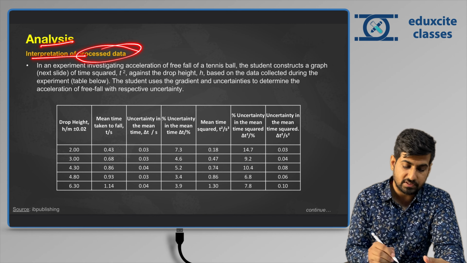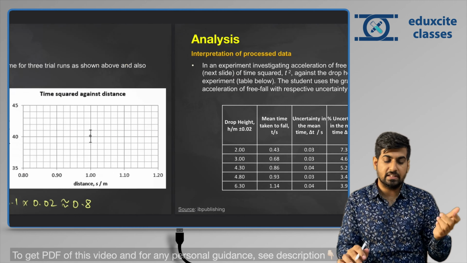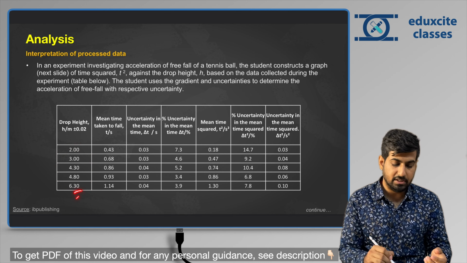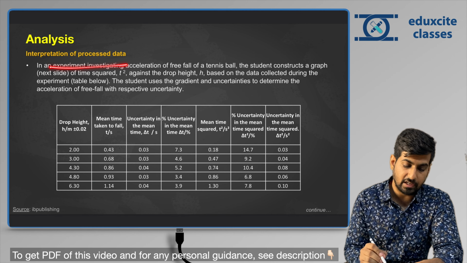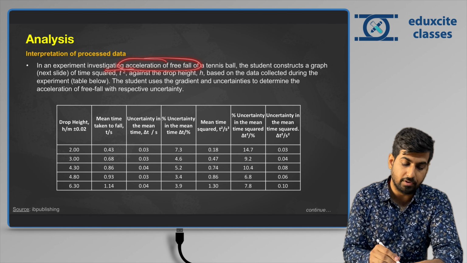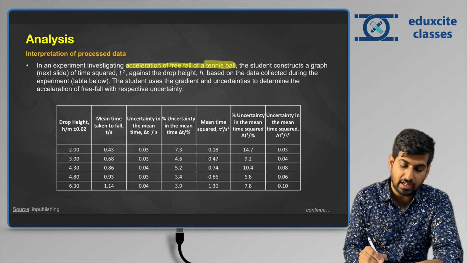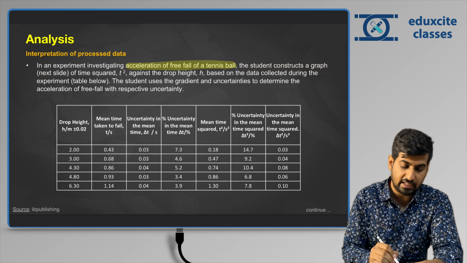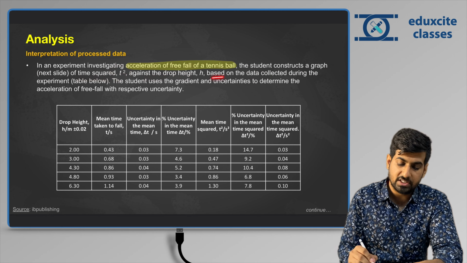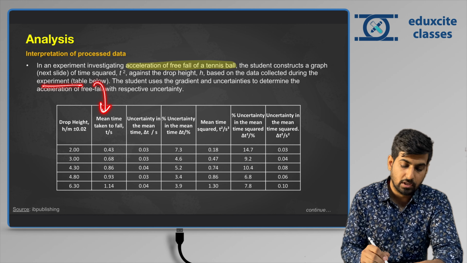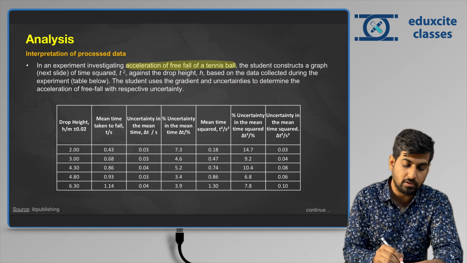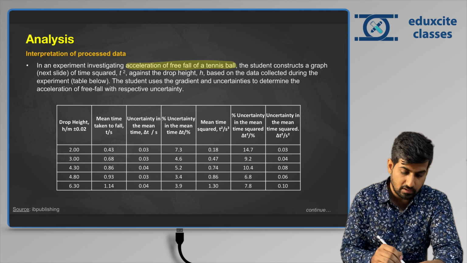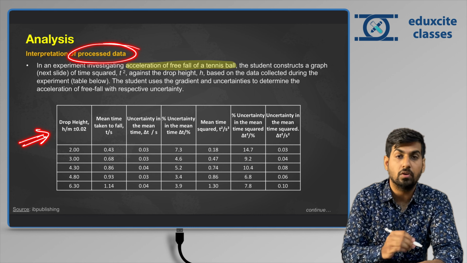Analysis, interpretation of the processed data. Now, how will you process all your data? I have given an example of only one data. Now you are having at least, here I have mentioned, 5 data. This is an experiment investigating the acceleration of free fall, the free fall acceleration of a tennis ball. The student constructs a graph, which I will show in the next slide, of the time squared against the drop height based on the data collected during the experiment in the table below. The student uses the gradient and the uncertainty to determine the acceleration of free fall with respective uncertainty. Now this is how your processed data should look.